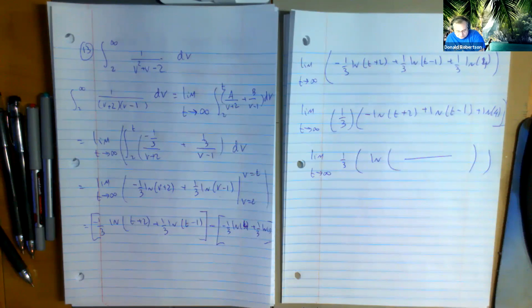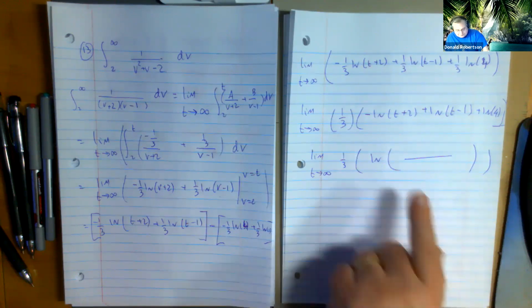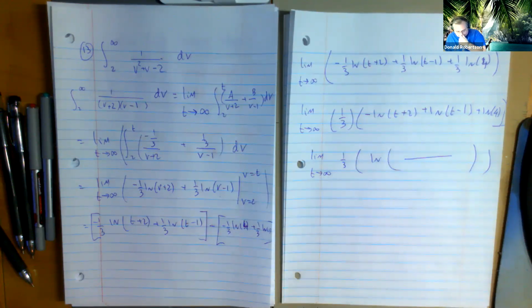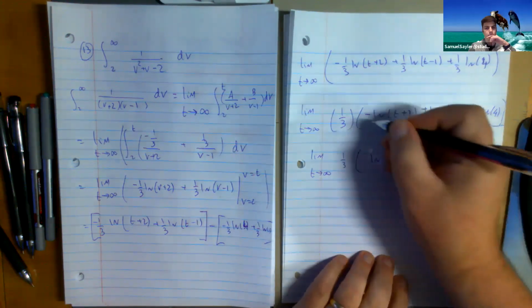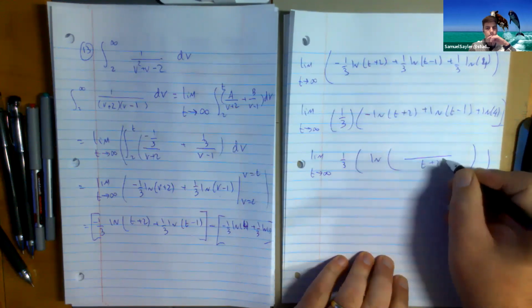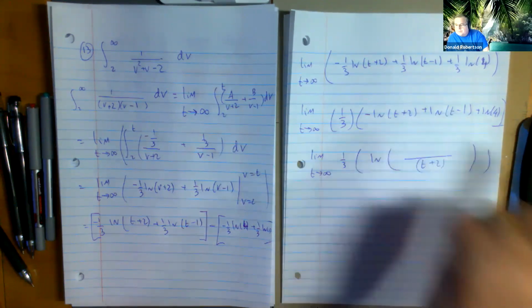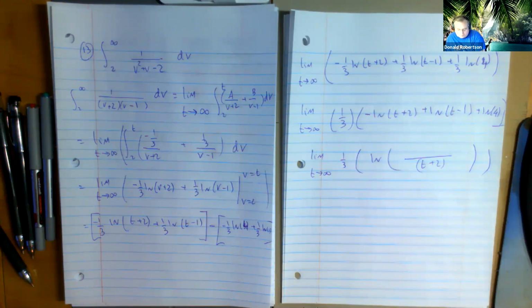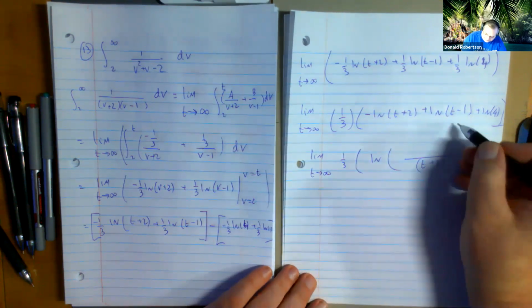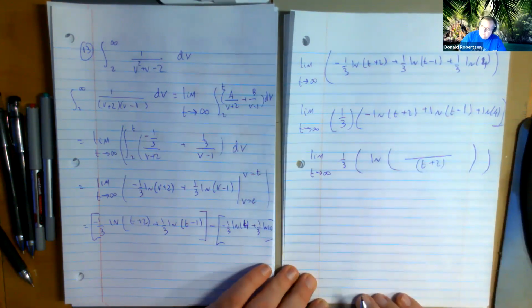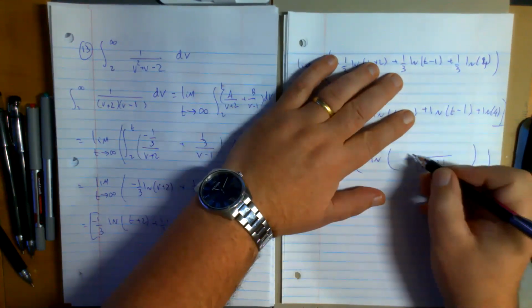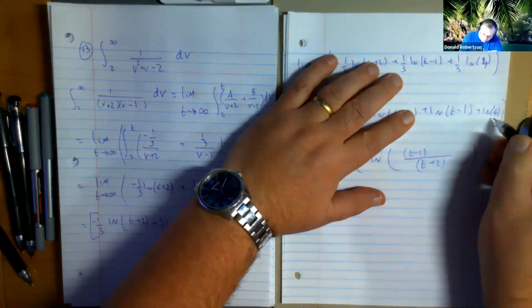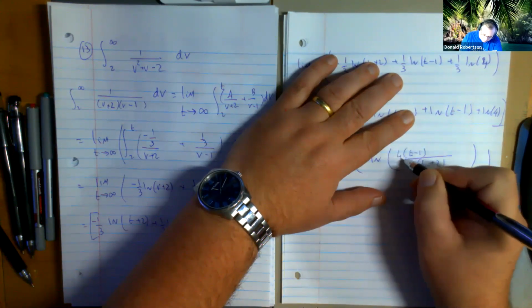So I guess the decision is, where do the pieces go? Where does the t plus 2 go? Top or bottom? Bottom. Because it's got a negative log. Where does the t minus 1 go? Top or bottom? Top. And that's because it's a positive log. And for that same reason, won't the 4 also go on the top?